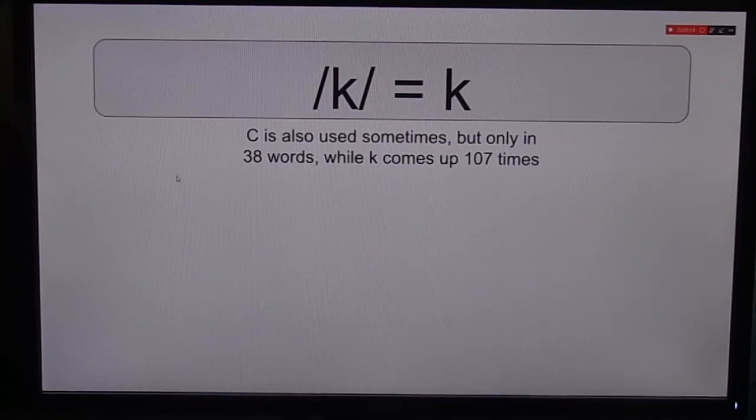For the cut sound, it's overwhelmingly a K. Once in a while you'll get a C, but while it's not exactly rare, it only pops up in 38 words, while K comes up 107 times. And when you take into account that there's only 300 words that went from Japanese to English, that means that over 1/3 of the Japanese words in English have a K.